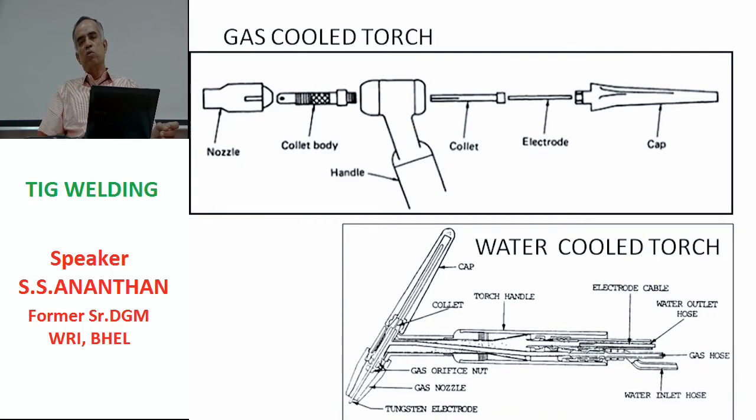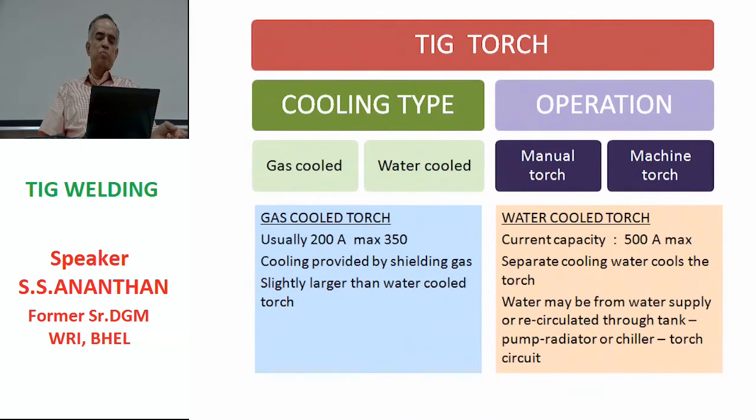The power cable is also connected in the torch water outlet line, so that the power cable is also cooled by the water. Now as you can see in this picture, two types of cooling torches are shown here. The gas cooled torch, as you can see, is usually up to 200 amperes, but special torches are available up to 350 amperes.